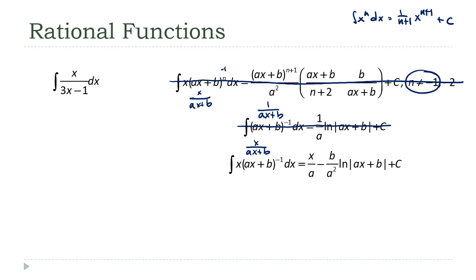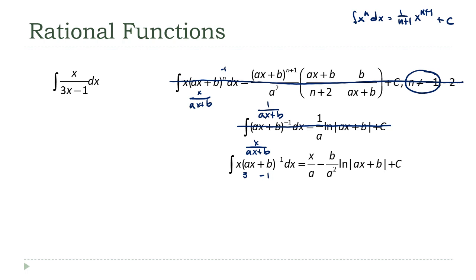So the next step is figuring out what these a's and b's are. It's kind of matching up the parameters in the formula with the numbers in your actual integral. So if we take a close look here, if I put a 3 in here for a, and a negative 1 in here for b, and of course move that negative exponent down to the denominator, then the formula here would exactly match my integral, right?